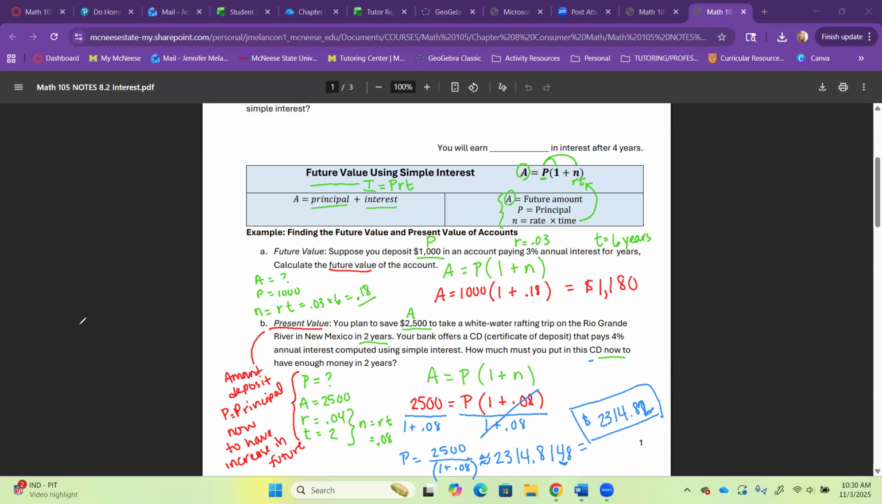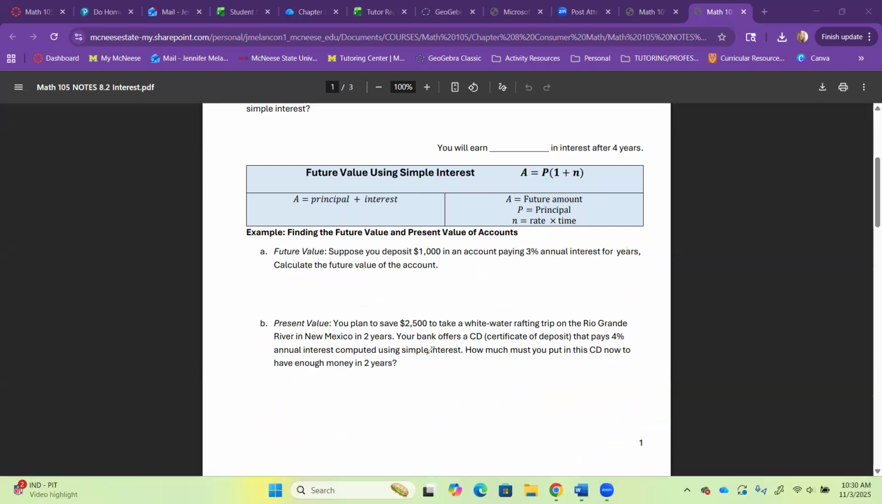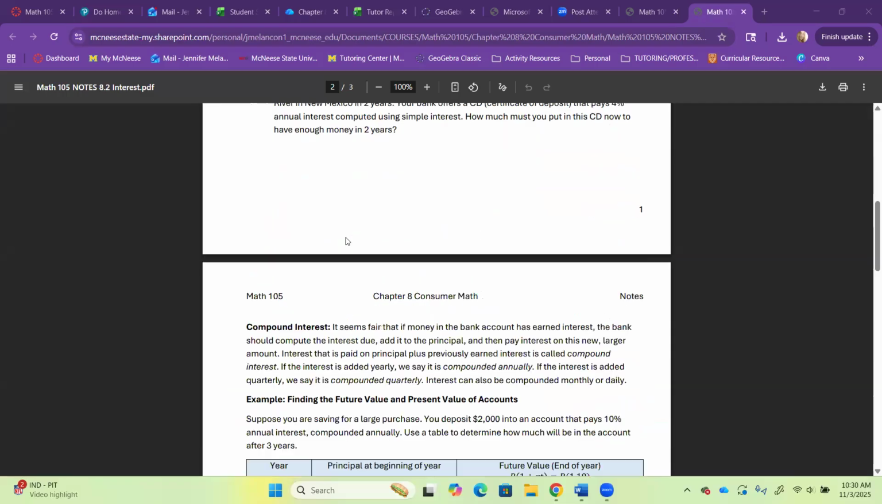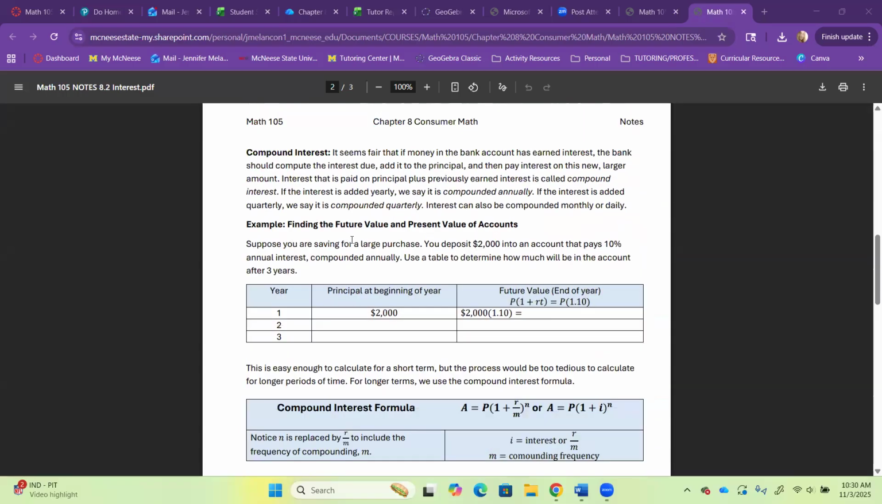Okay, let's move on. The section won't take too long. There's just one more little page here. Okay, so compound interest. Now, what we just looked at was what is called simple interest, where you're only given interest at the end of a period, and it's figured out very simply. That's why it's called simple interest. But typically, money is compounded.